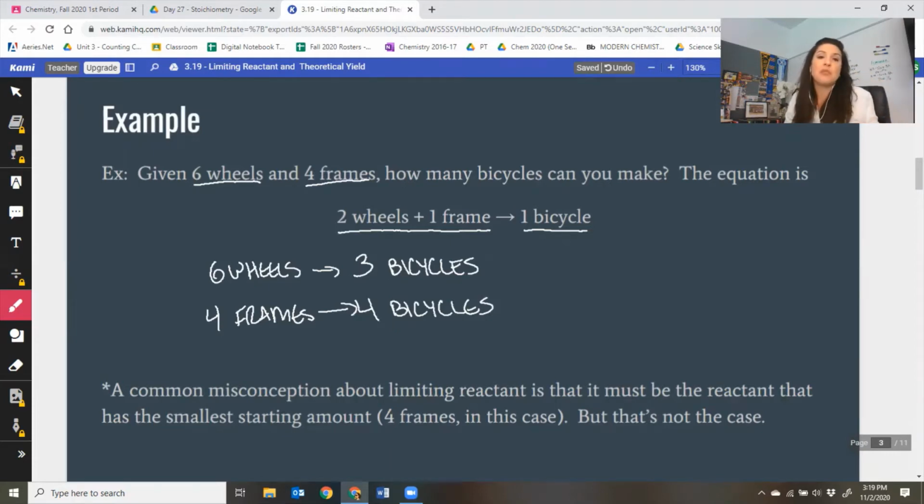A common misconception is that the limiting reactant is the quantity with a smaller number, but this isn't always the case. In fact, only half the time is it the case. So we need to look at the overall ratio. For this bicycle, it takes 2 wheels. So if I started with 6 wheels, I could make up to 3 bikes and no more. I couldn't make any more than 3 bikes. With my 4 frames, I could make 4 bicycles, but I would have run out of wheels. So the only value that I could truly make is the lower amount of products, the 3 bicycles. We call this the theoretical yield.